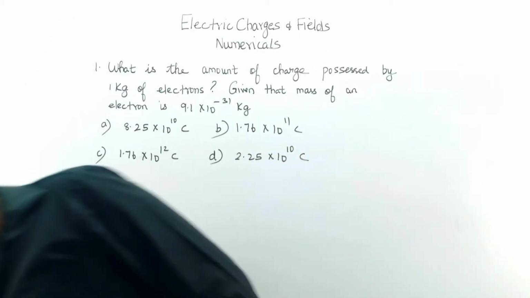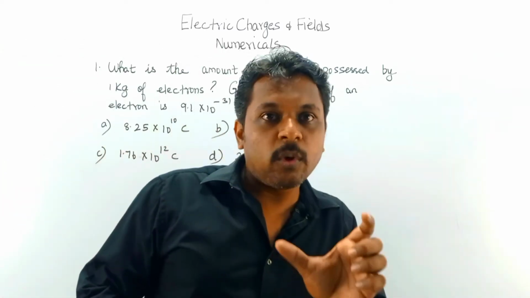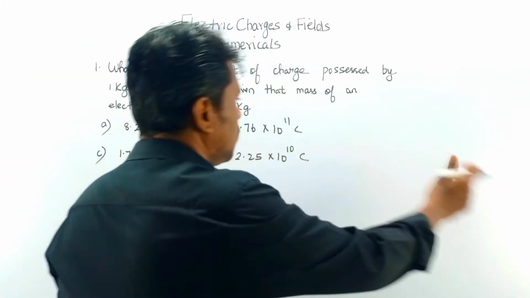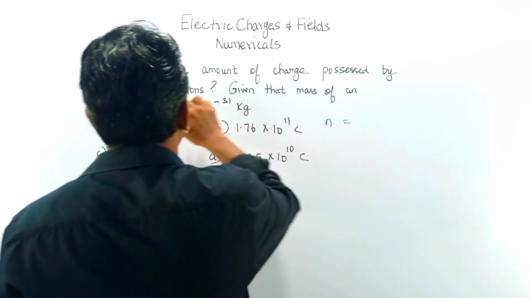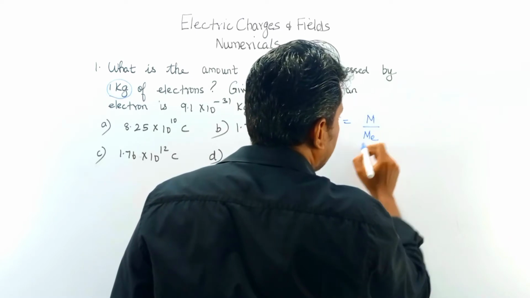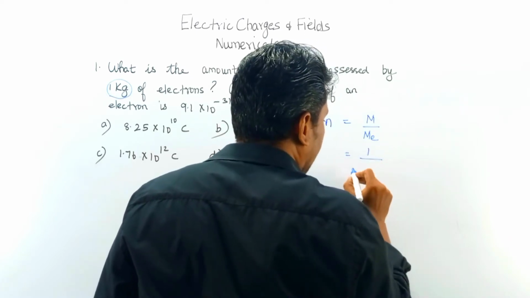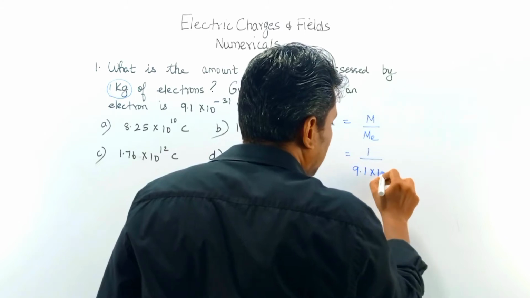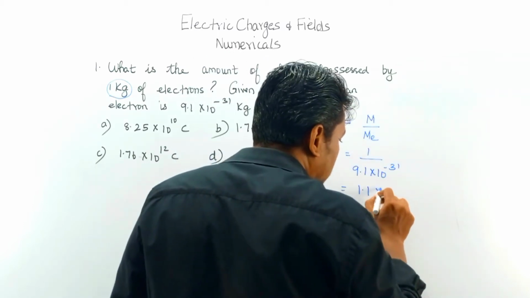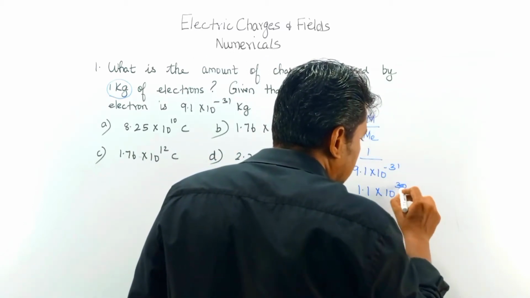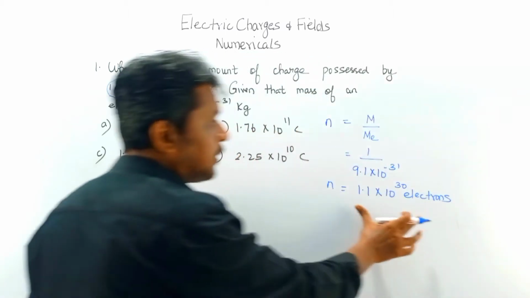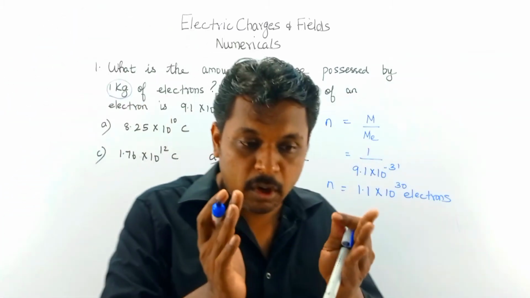First, you have to find the number of electrons in 1 kg of electrons. So the first step is to find the number of electrons. The number of electrons is the total mass divided by the mass of an electron. So it is 1 kg divided by 9.1 into 10 power minus 31. When you do this calculation, you get 1.1 into 10 power 30. This is the number of electrons in 1 kg of electrons.